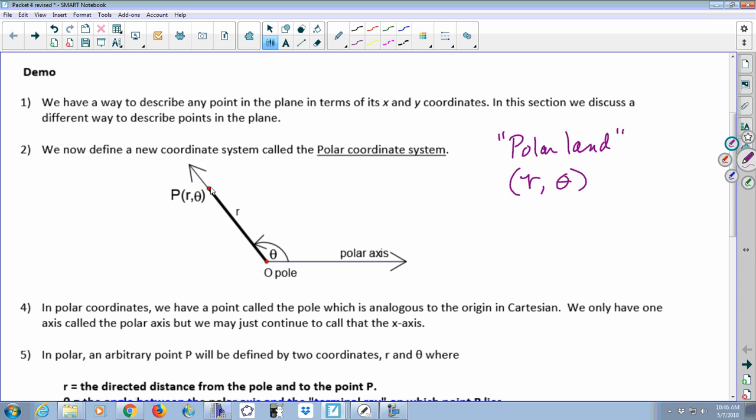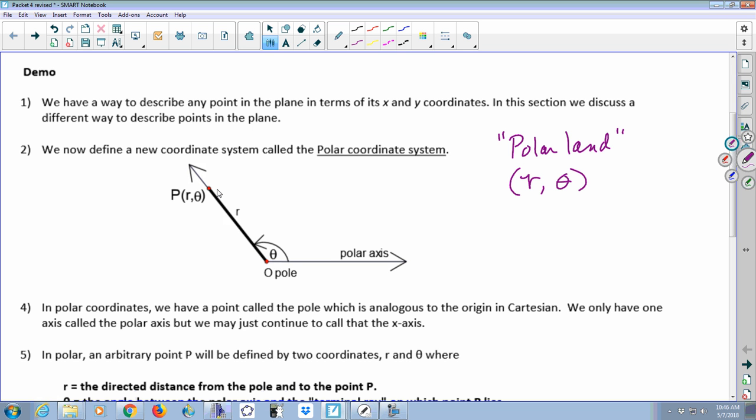And to get any point in Polar Land, you rotate a specific angle called theta. Then along this ray here, you locate a point r away from your pole. r is the distance in absolute value, so we know we're always going to have a positive number, which is the distance. The direction of r, whether it goes this way or this way, we'll get to in a minute. So basically, you're just rotating around this pole some angle, and you go out a specific distance.